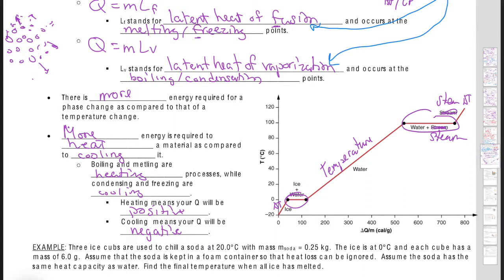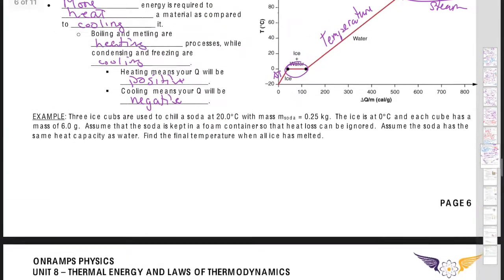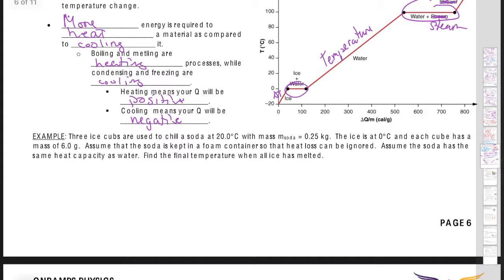Okay, so we could do that same process of thermal equilibrium when we look at the phase change, and that's what we're going to do in this problem. We're going to have 3 ice cubes chilling a soda at 20 degrees Celsius, with the mass of the soda being 0.25. The ice is initially at 0 degrees Celsius, and each cube has a mass of 6 grams.